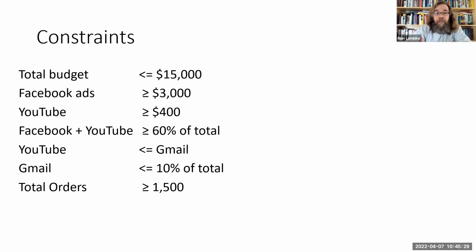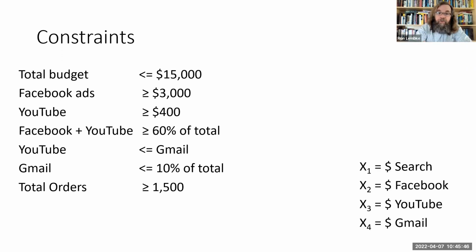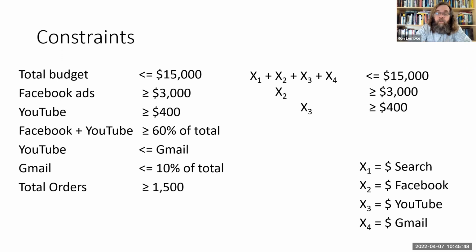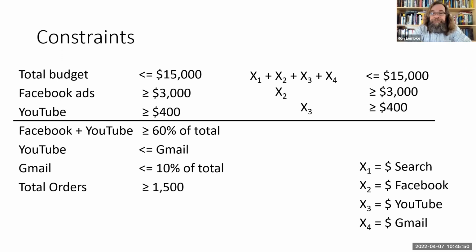The budget constraint: we only have $15,000 to spend. We cannot spend more than $15,000. That's not going to be too hard. We have X1, X2, X3, X4. That's how much we spend in each category. Add them all up, we can't spend more than $15,000. Facebook ads, that's just one variable. Facebook is X2. X2 has to be greater than or equal to $3,000. And then YouTube has to be greater than or equal to $400.